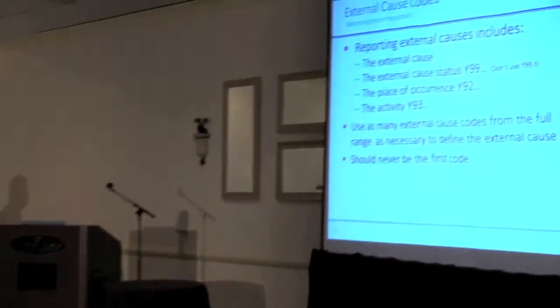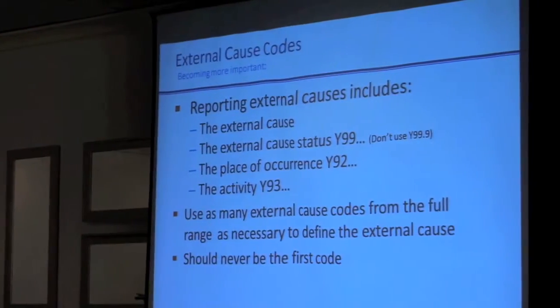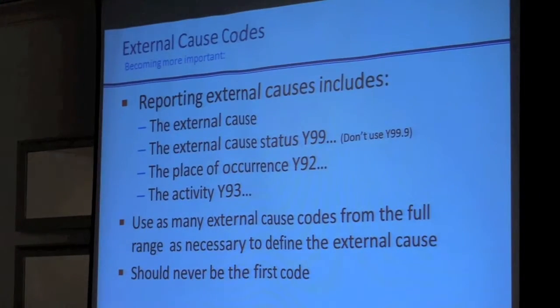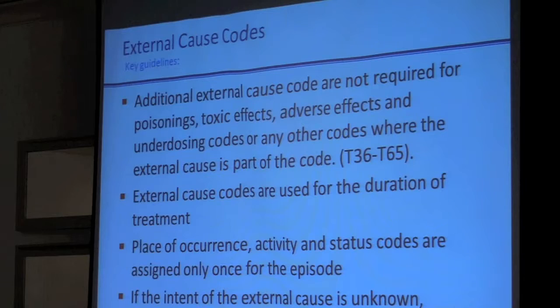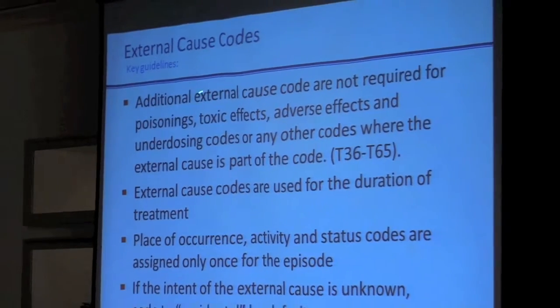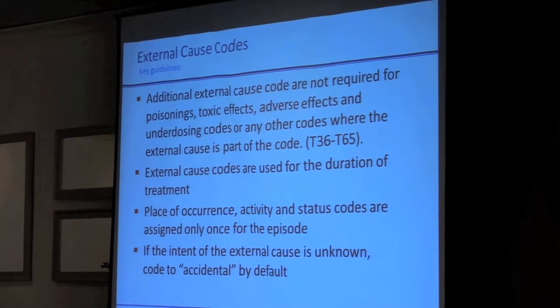The rule is also that you're to use as many external cause codes as necessary to fully define the external cause. These codes should never be the first code. You would never use one of these codes as the initial code. There's always some condition, and then there's the external cause codes. There are some codes in the T series that are around toxic effects and other things. Those do not have to have an external cause because that's built into the code.